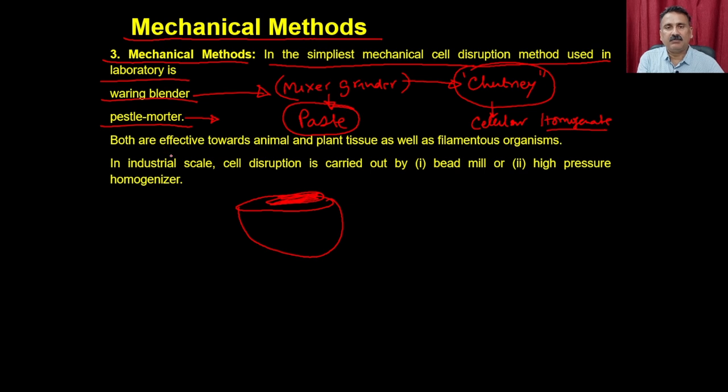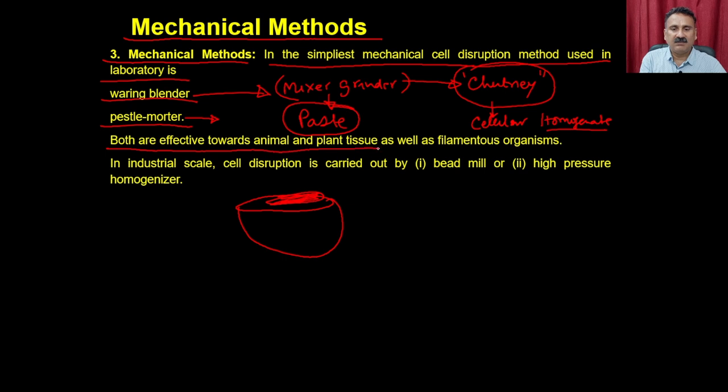Whereas you can use some more effective methods where you can run motors, and that's how it is going to be more and more effective. Both are effective towards the animal and plant tissue as well as the filamentous organism. So you can use the Waring blender or pestle and mortar, which are effective for the animal and plant cells, but they are not good for the hard tissues, right? And they are also not good if you are trying to do this at an industrial scale, because you cannot have industrial scale mixer grinders, right?